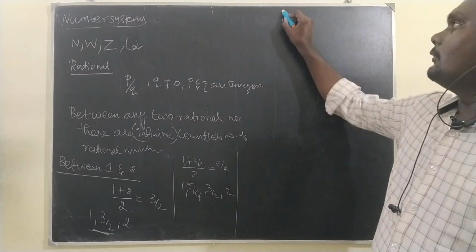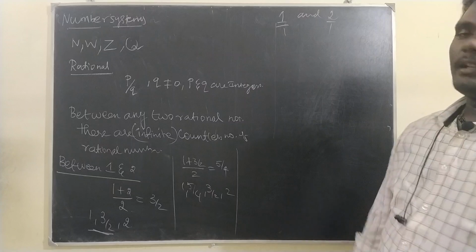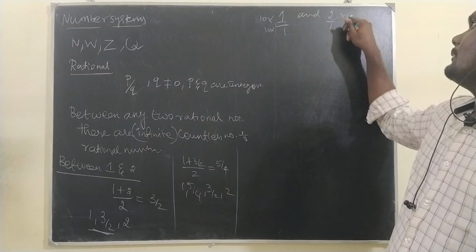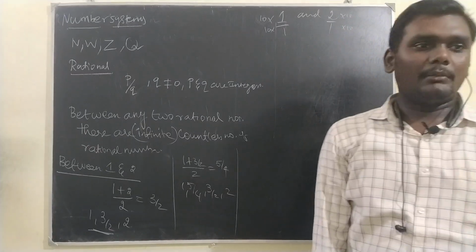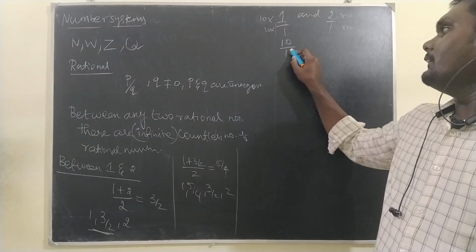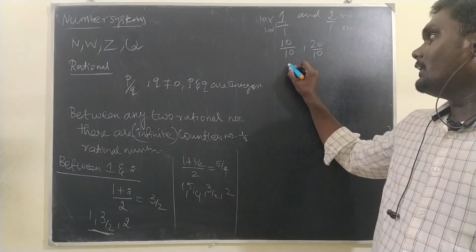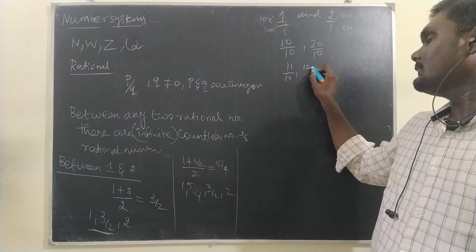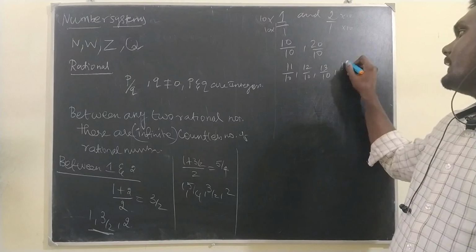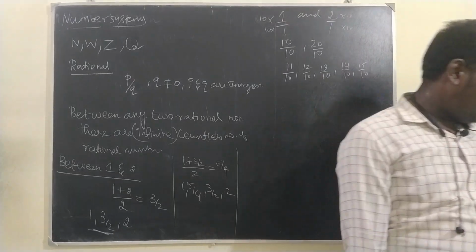See, 1 is there and 2 is there. So we consider them over 1, and we multiply by 10. Not only 10, whatever number you wish you can multiply, but I am multiplying by 10 so that it would be easier. So we'll have 10 by 10 and here 20 by 10. Now in between, we can say 11 by 10, 12 by 10, 13 by 10, and so on. We have 5 numbers, right? 14 by 10, 15 by 10.